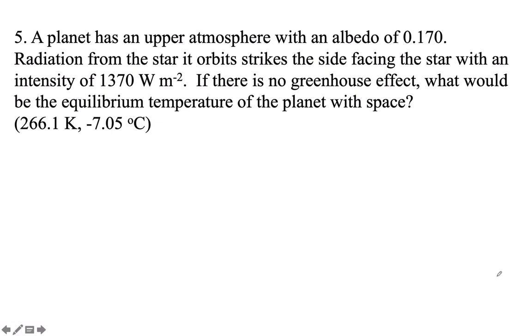A planet has an upper atmosphere albedo of 0.17. Radiation from the star it orbits strikes the side facing the star with an intensity of 1,370 watts per square meter. If there's no greenhouse effect, what would be the equilibrium temperature of the planet with space? Might be cold. All right, let's figure this out.